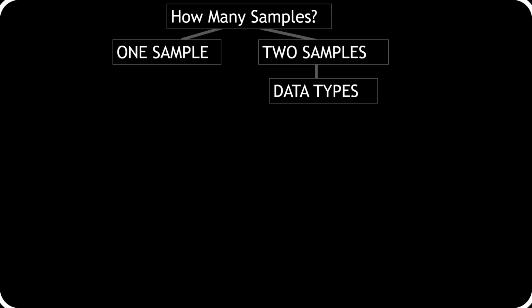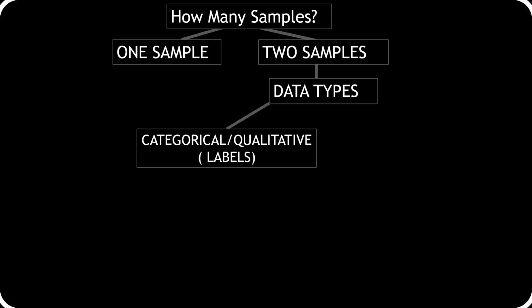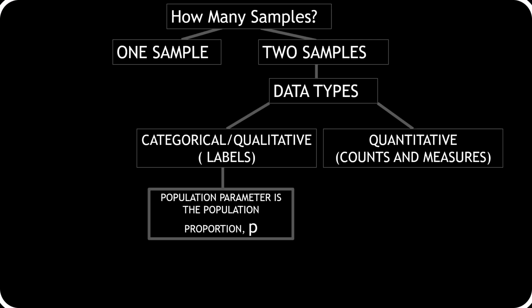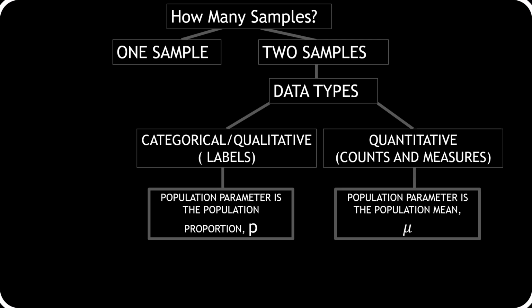And just like one-sample hypothesis testing, we have two options. We either have categorical or qualitative data, meaning labels, or we have quantitative data, which is comprised of counts and measures. If we have categorical or qualitative data, then similar to the one-sample test, we will be collecting information about a proportion. So again, the population parameter is the population proportion. Conversely, if we have quantitative data, the population parameter is the population mean mu.